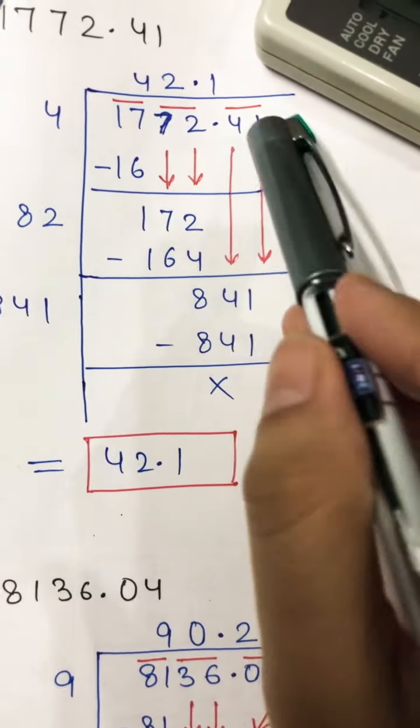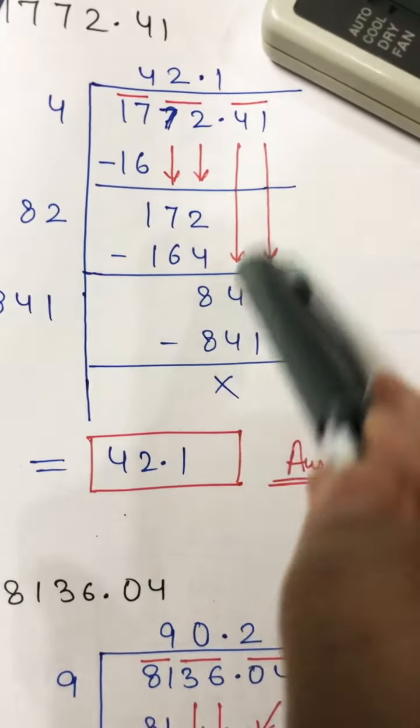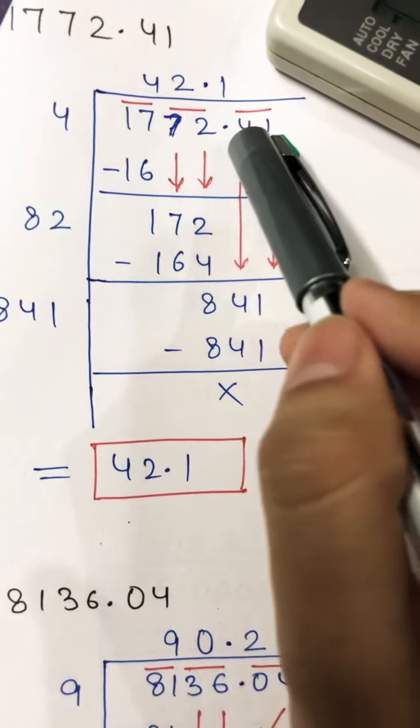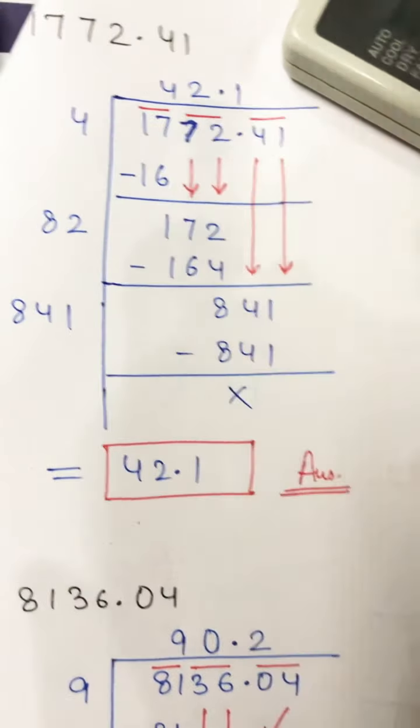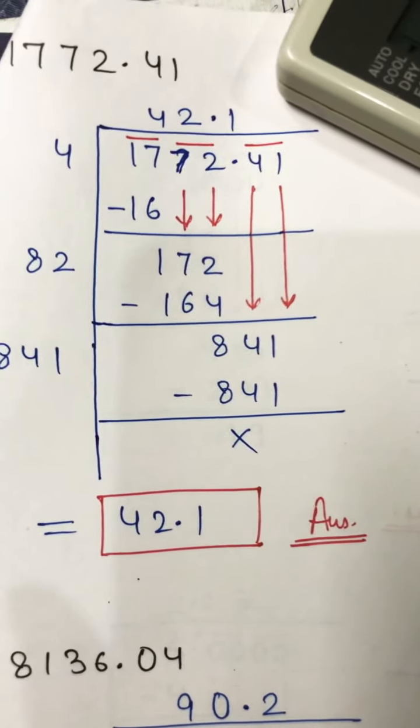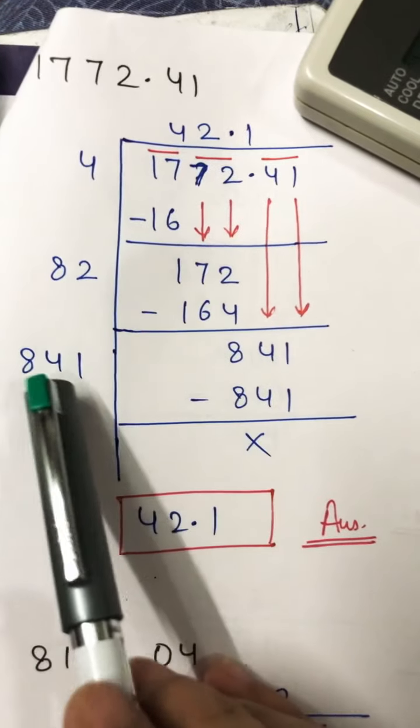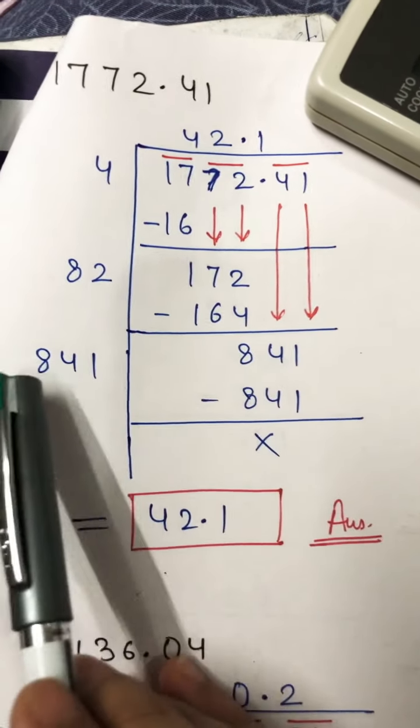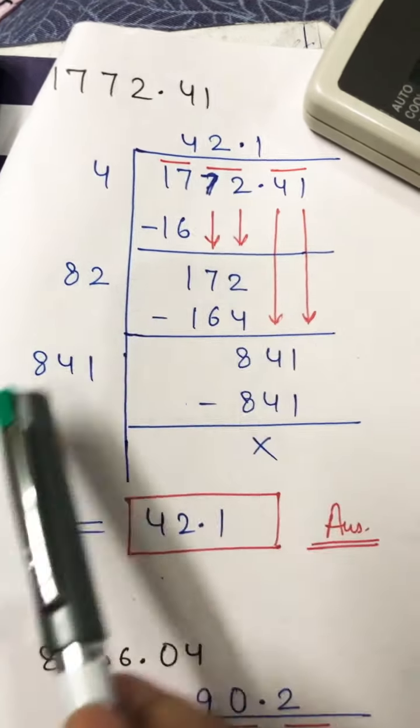Now take out the next two digits. When you take out the next two digits, the decimal is there. Now you have to place a decimal in the answer. Now 841 is there here. 82 plus 2 is 84.